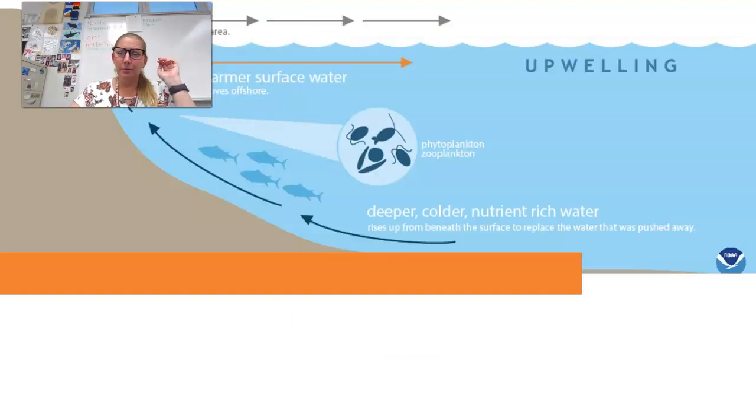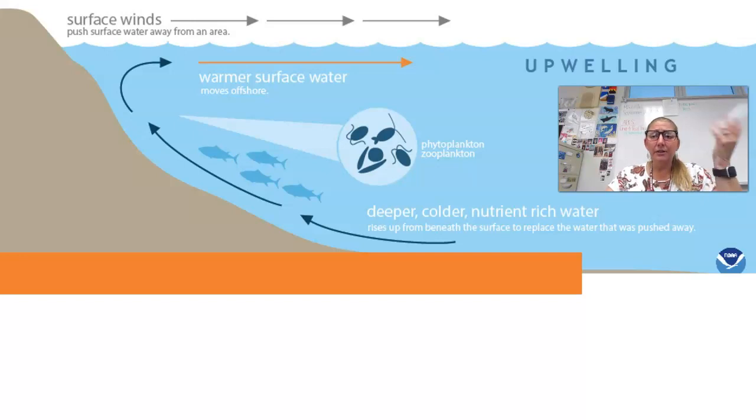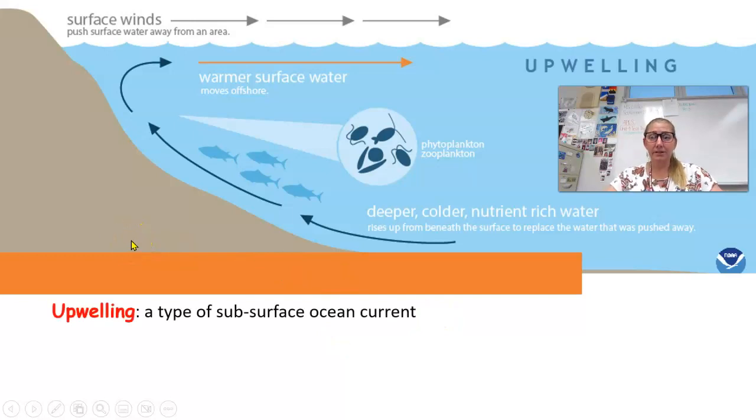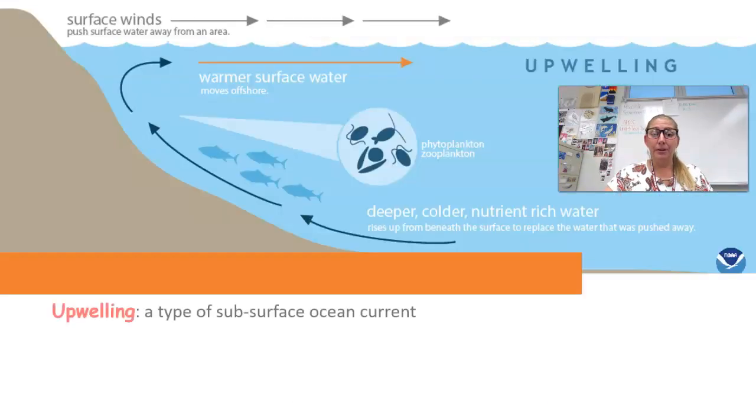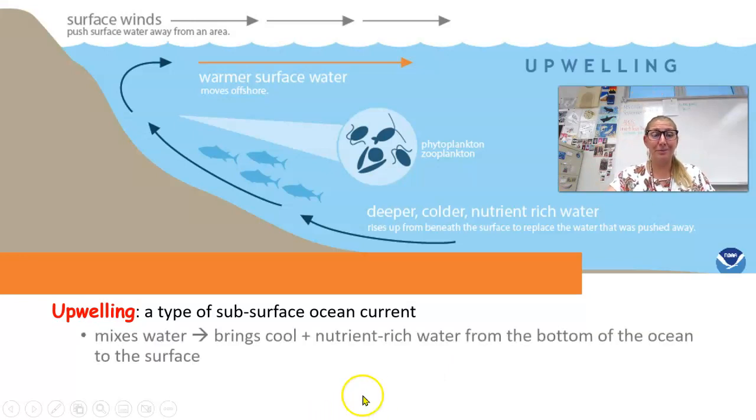Next, we're going to talk about another type of current that's important in the world of El Nino. That current is called an upwelling current. An upwelling current is not a type of surface current. Rather, it's a deep water current called a subsurface current, sub meaning beneath. Upwelling currents move or mix water from the bottom of the ocean towards the surface, moving it up.